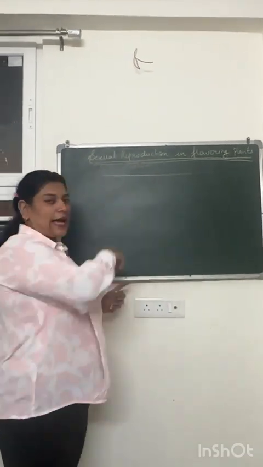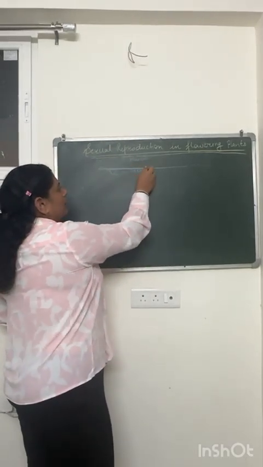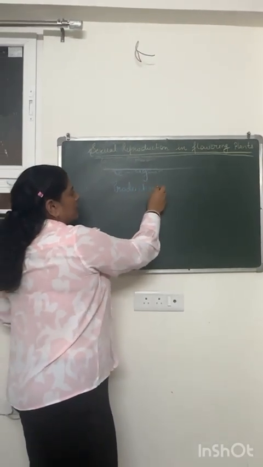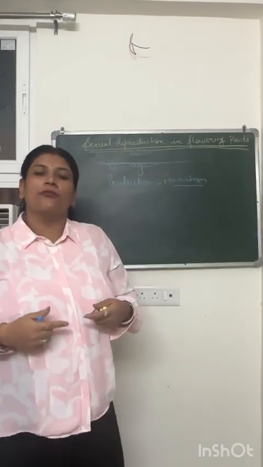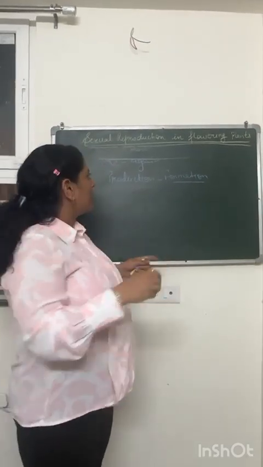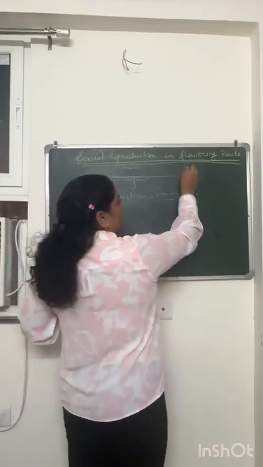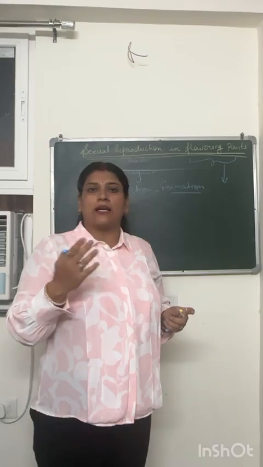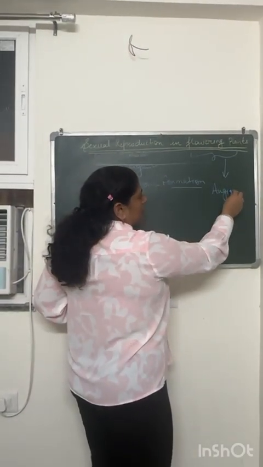Reproduction means, as the word suggests, that re means again and production means formation, right? So the formation of a new individual from a pre-existing one is known as reproduction. Now, as our topic is reproduction in flowering plants, we have to understand what a flowering plant is. Basically we have two types of plants, gymnosperms and angiosperms. All the angiosperms are categorized under flowering plants.